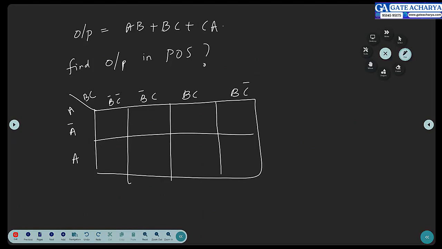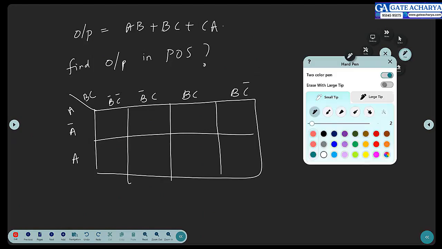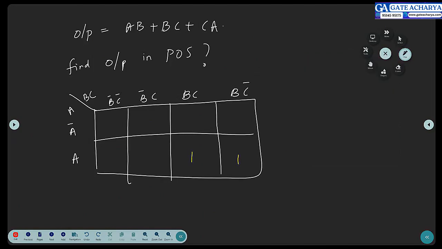AB. Where is AB, sir? Common. Where is A means what? What is the meaning of A? Which row is it? Second row. And where is B? A, B means A is common here, B is common here. So the intersecting cells are these two cells, A, B. How about BC? Next is AC. A is common here, C is common here.